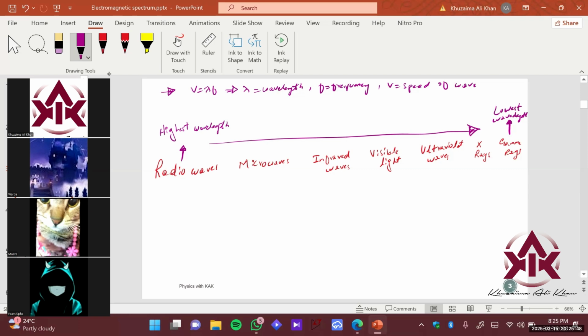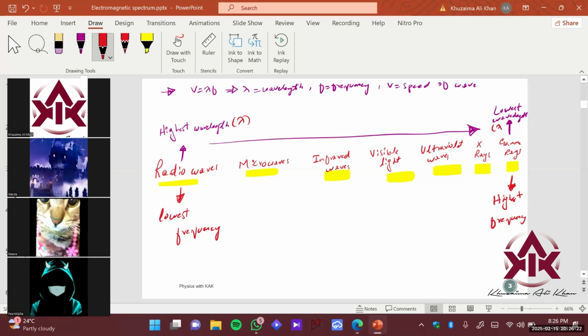So if we go from left to right, starting from radio to micro to infra to visible to ultra to X-ray to gamma, this is the order of wavelength over here. If I talk about the order of frequency, radio wave has the lowest frequency, and the gamma ray has the highest frequency. You can see that there is an inverse relation between lambda, which is wavelength, and the frequency, which is shown by small f, right?